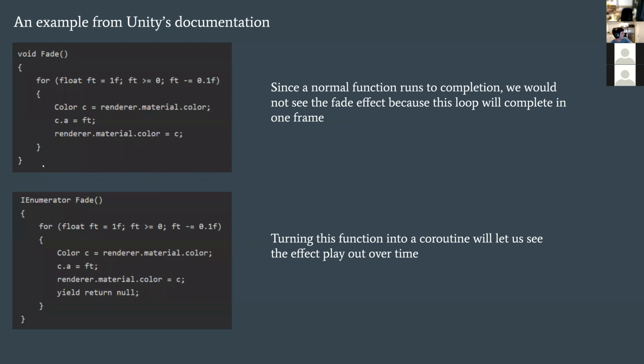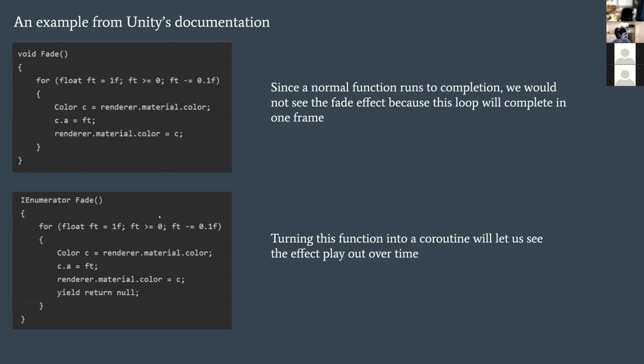But we have here just a regular function that gets called in Update just by calling Fade. Now, since this is a normal function, the intent is that the object will fade out over time. But this is a regular function, so it's going to get called, and then it's going to run to completion before the next frame is displayed. So you don't get to actually see this effect. It'll be one frame, the object's there, then the next frame, it's gone. If we turn this into a coroutine, though, we'll actually be able to see this play out over time.